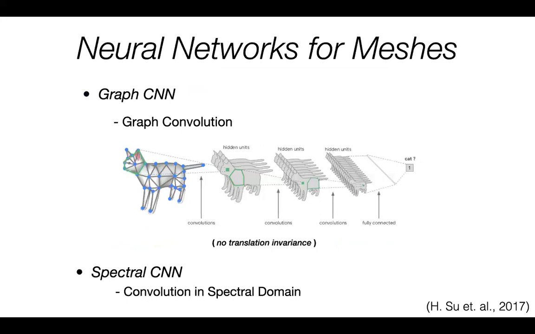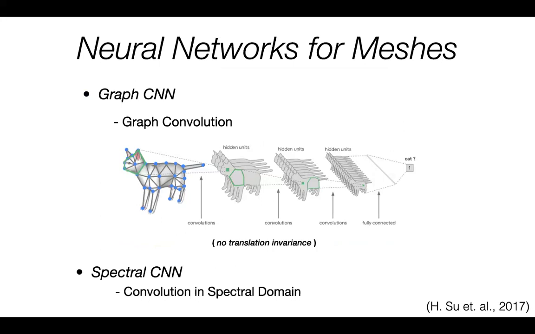Then, how do you do a neural network for a graph, for a mesh? We can try to do a convolution. We can call it a graph convolution.